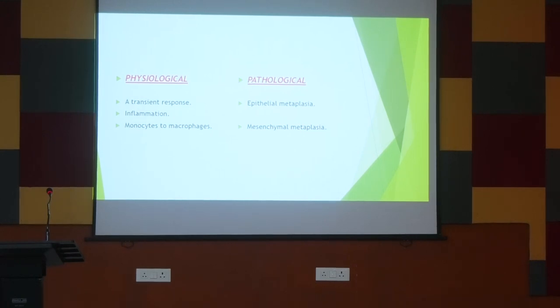Have you heard of anything called GERD? What happens in GERD? Gastroesophageal reflux disorder. Where does it happen? In the esophagus, the epithelium becomes columnar, squamous to columnar. Why squamous to columnar? What is that condition called? Barrett's esophagus, very good. In Barrett's esophagus it is predominantly columnar from squamous. Sorry, squamous to columnar.